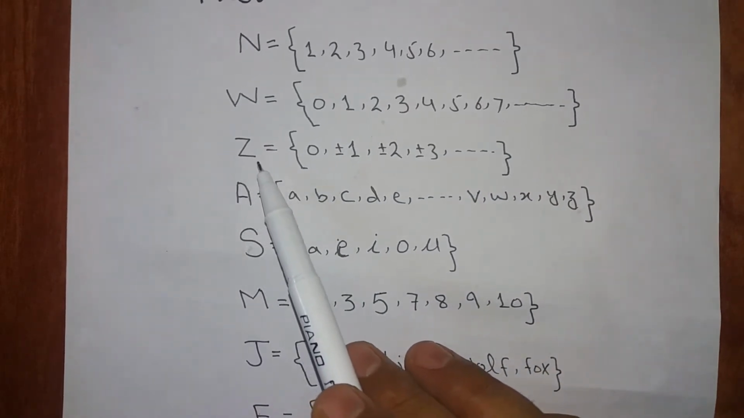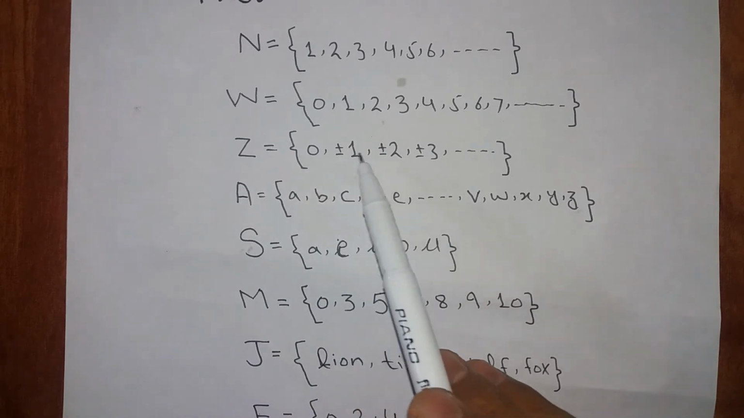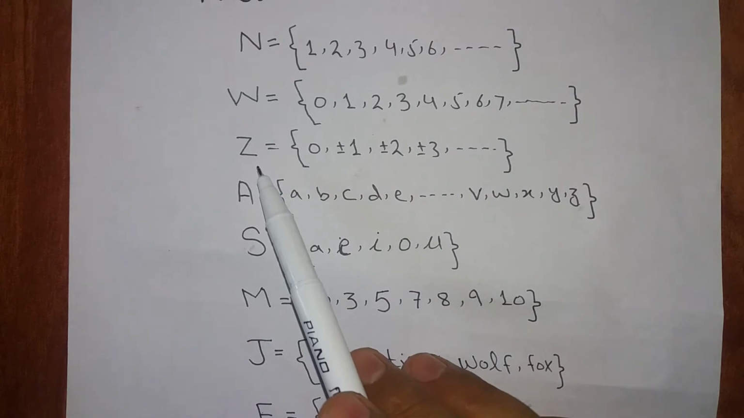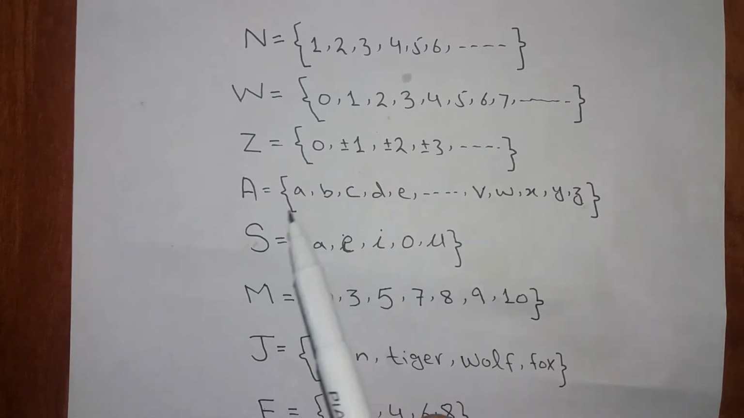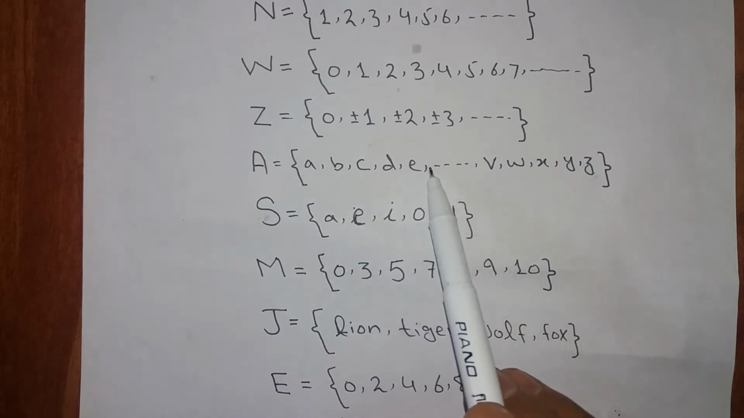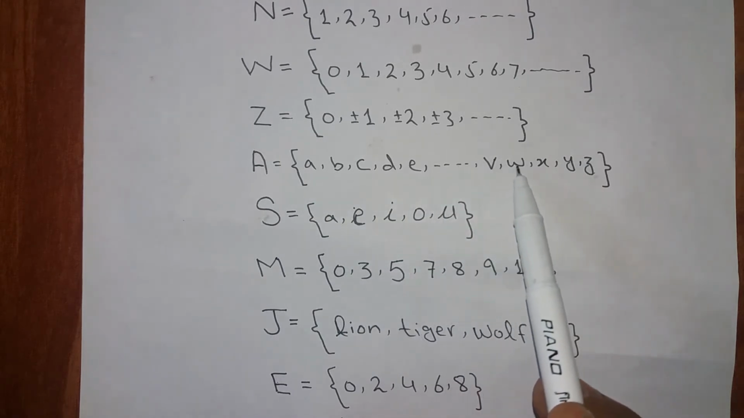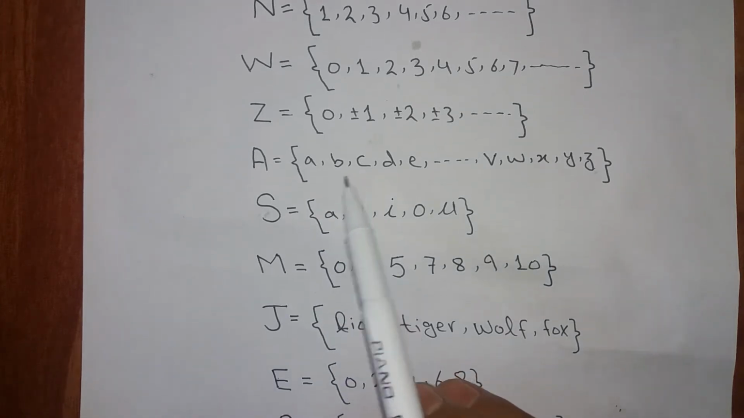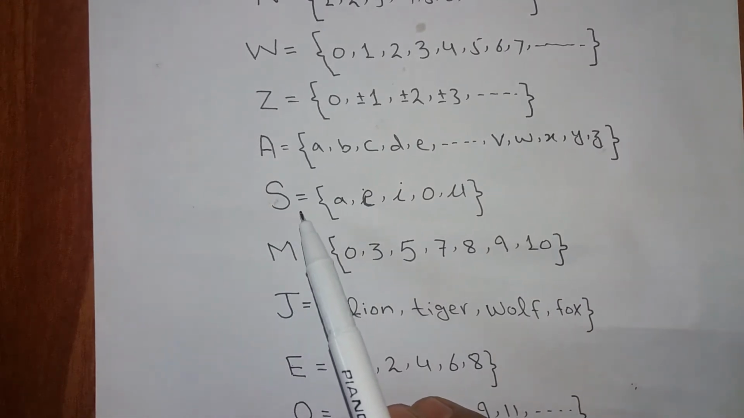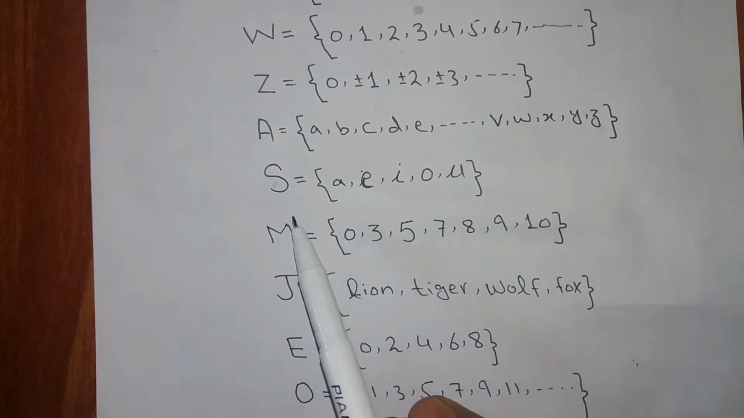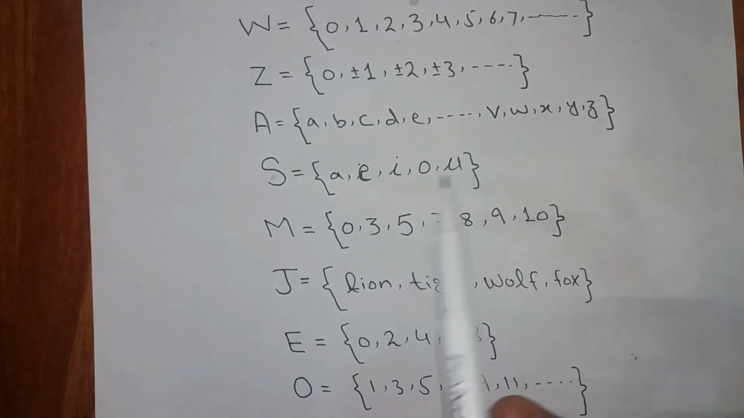The third one is Z = {0, ±1, ±2, ±3, and so on}. This is a set of integers represented in tabular form. The fourth one is A = {a, b, c, d, e, and so on to v, w, x, y, z}. This is set of English alphabets represented in roster form. And S = {a, e, i, o, u}. This is set of vowels represented in roster form.